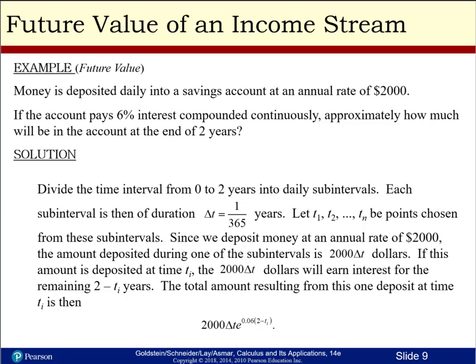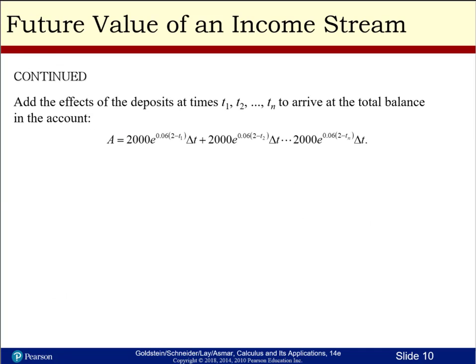If this amount is deposited at time T sub I, the 2,000 times delta T dollars will earn interest for the remaining 2 minus T sub I years. The total amount resulting from this one deposit at time T sub I is then 2,000 times delta T e raised to all of this, 0.06 times 2 minus T sub I. Add the effects of these deposits at time 1, time 2, all the way to time n to arrive at the balance in the account.